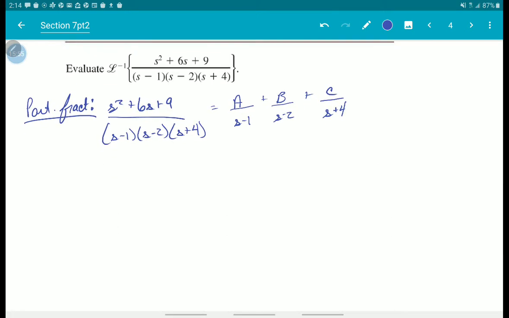So if we set up our partial fraction decomposition, we could multiply everything by that least common denominator, which is s minus 1 times s minus 2 times s plus 4. That's going to leave us with the numerator, s squared plus 6s plus 9, equal to A times s minus 2 times s plus 4, plus B times s minus 1 times s plus 4, plus C times s minus 1 times s minus 2.